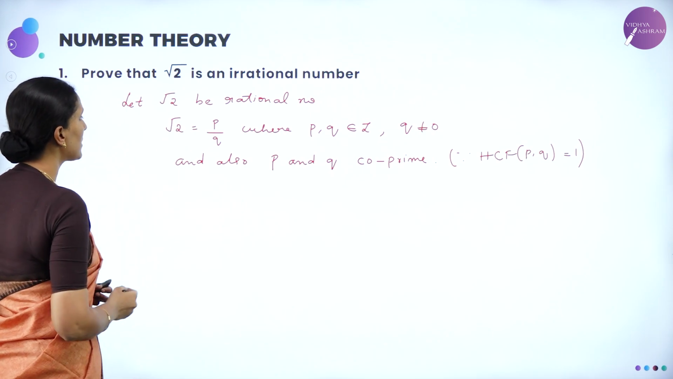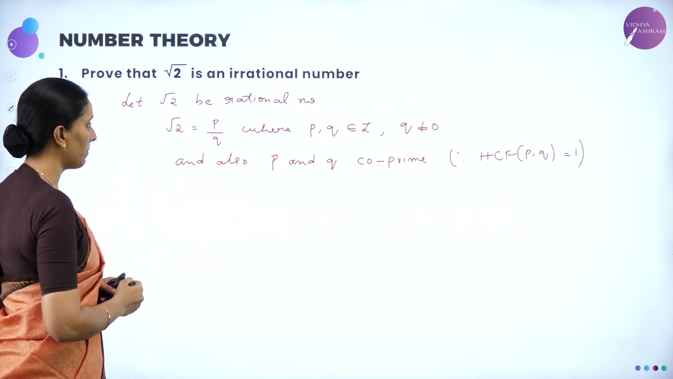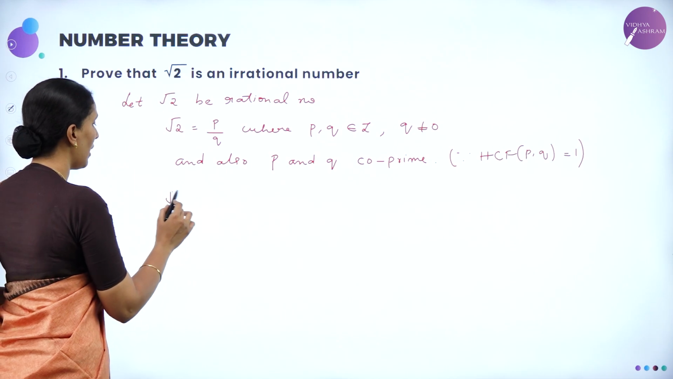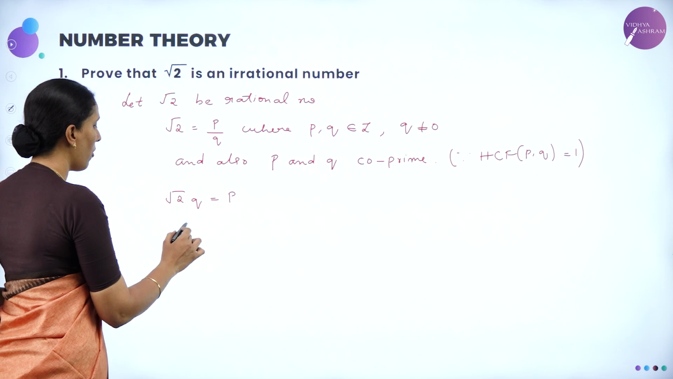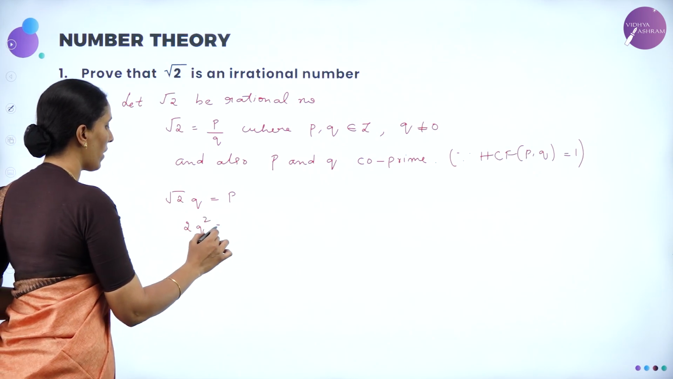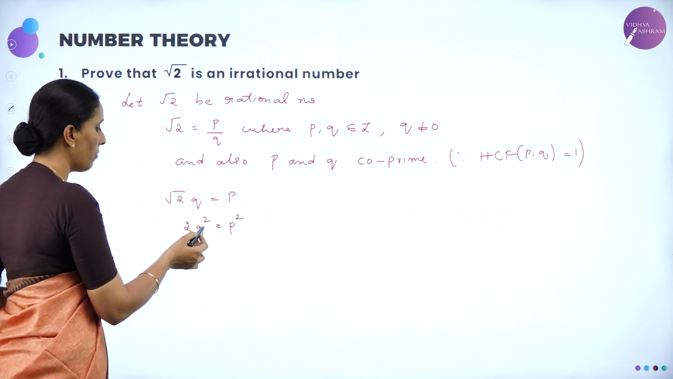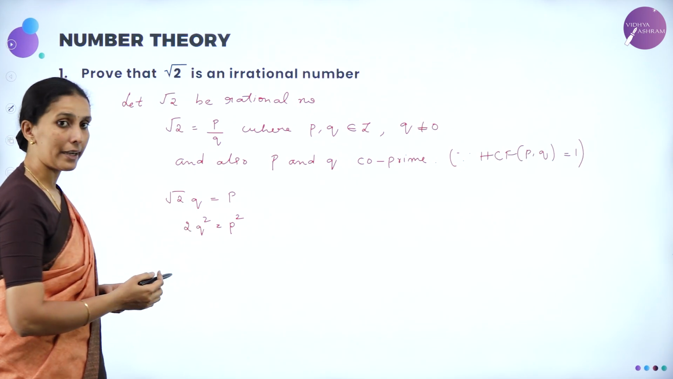Now observe this condition. We have root 2 is equal to p by q. I'll shift q to the left-hand side. Then root 2 q is equal to p. Let's square both sides. 2 q square is equal to p square. So when you multiply q square by 2, you get p square.